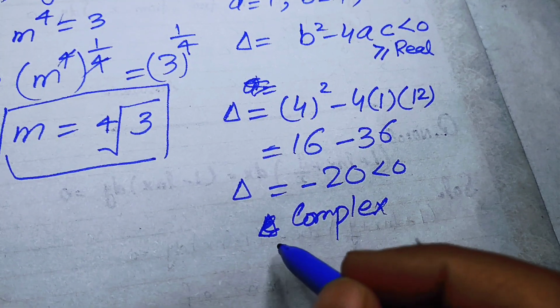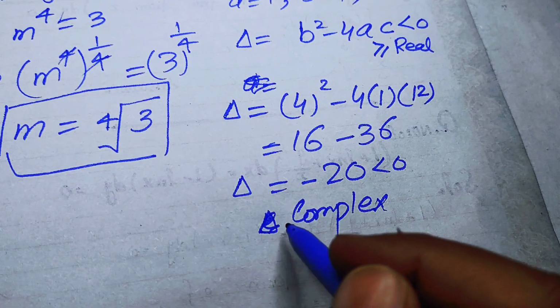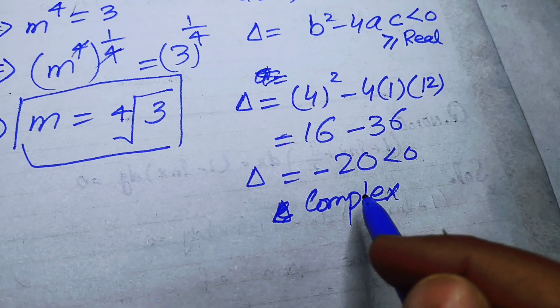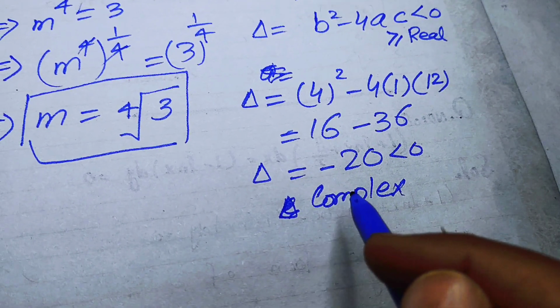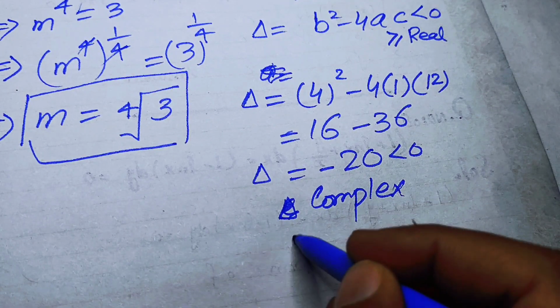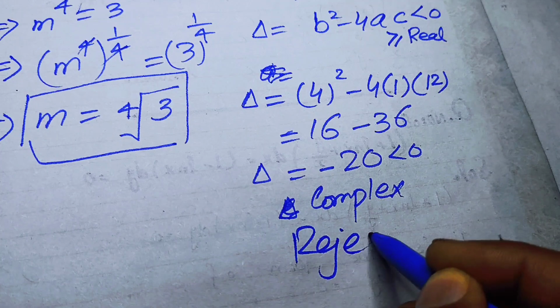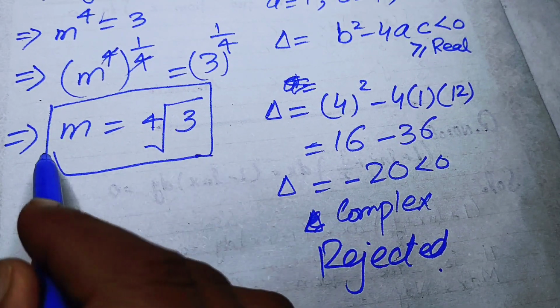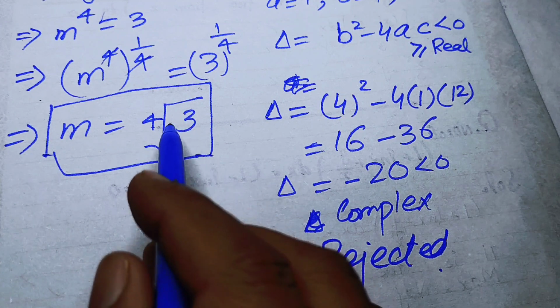So we will just neglect these roots, because at the start of the question we said we will find only real roots. Here we have complex roots, so we reject this case, and we have only the solution m is equal to 3 to the power 1 over 4.